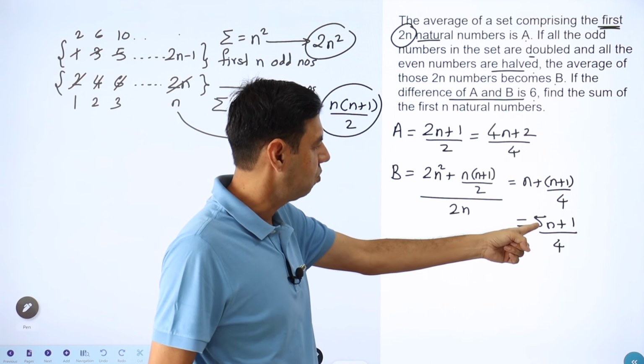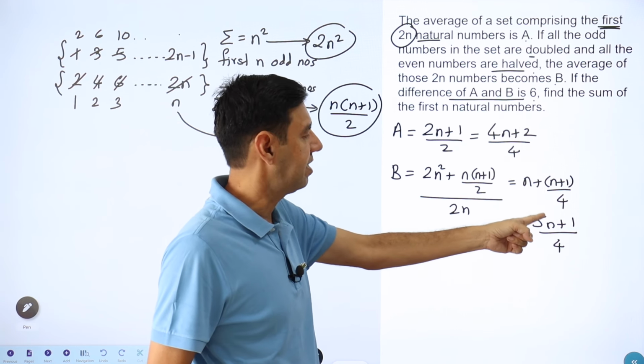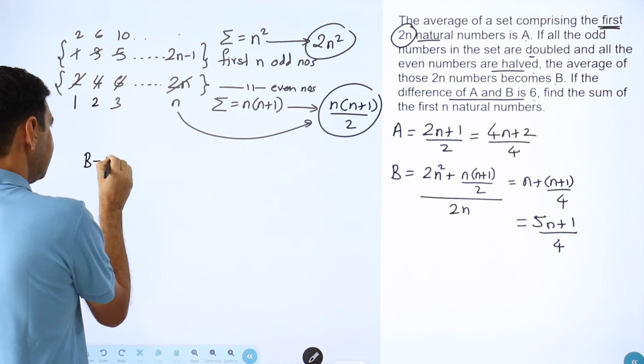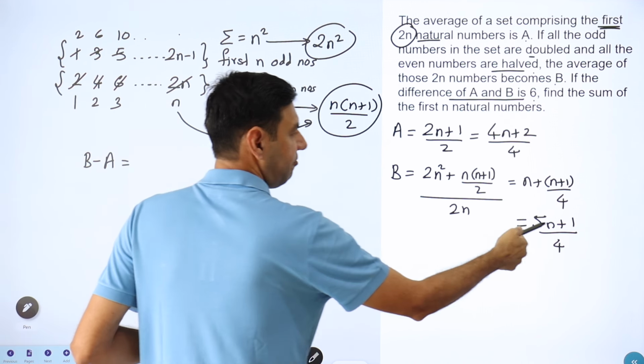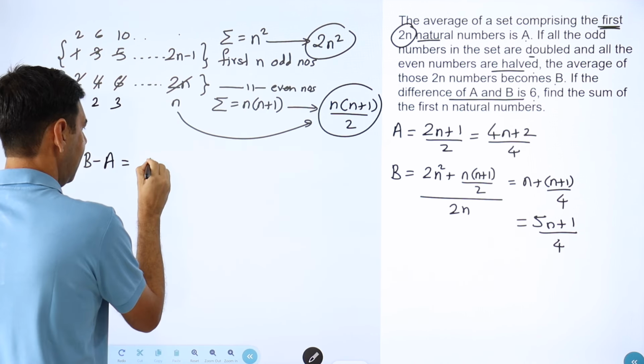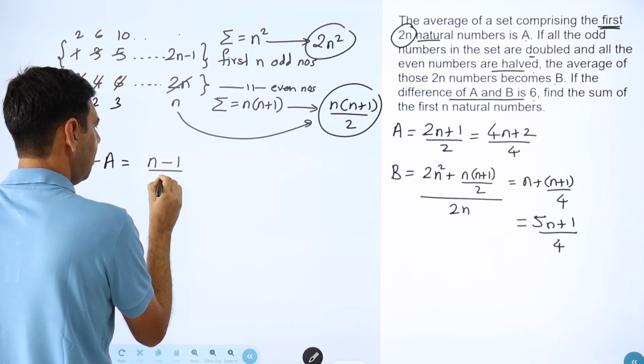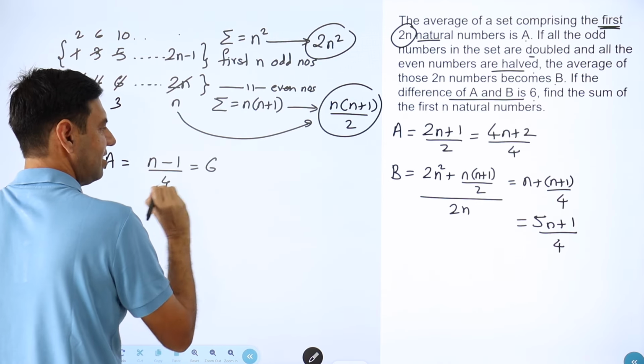So this looks like a larger numerator. So I'll do B minus A. Okay, so B minus A is 5n minus 4n is an n. 1 minus 2 will be a minus 1 by 4. This is given to me as 6.